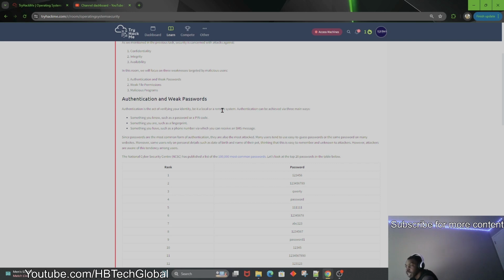Authentication can be achieved via three main ways: something you know, such as a password or PIN code; something you are, such as a fingerprint, which is biometric, or it can be retina scans; something you have, such as a phone number where you can be reached via SMS message; or this can be a multi-factor authenticator application where essentially you use your Face ID or some type of login credentials to authenticate yourself to log into the authenticator application on your smart device, and then from there you have a multi-factor authenticator for the portal that you're trying to log into, so you have multiple layers of authentication.